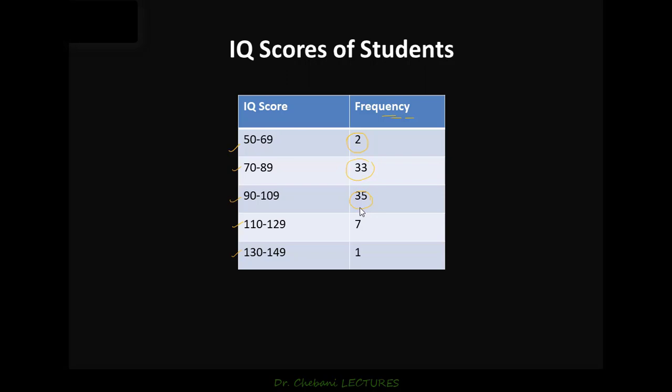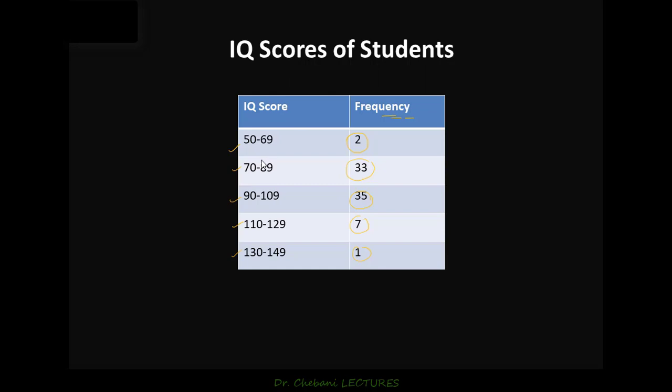35 data points in the third class, 7 in the fourth, and only 1 data point in the fifth. It's important also to note that we don't actually know what these data points are. We only know that there are 2 data points between 50 and 69. We don't know the exact numbers. And we also know that there are 33 between 70 and 89. We don't know what those exact numbers are.